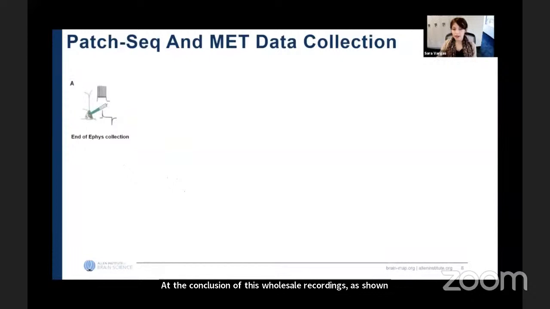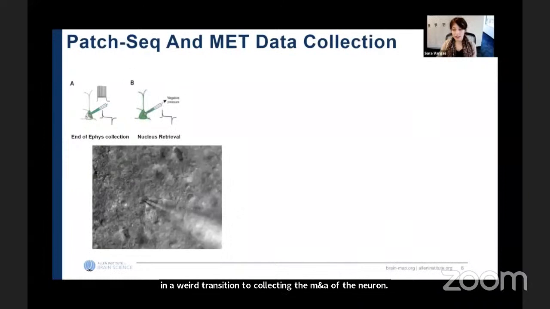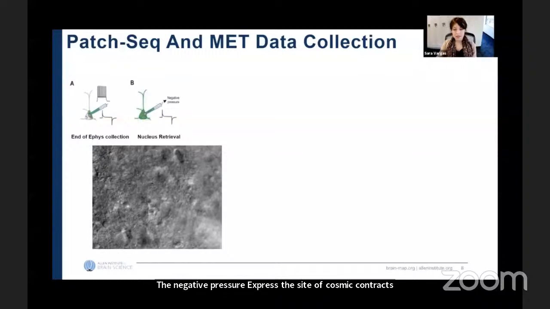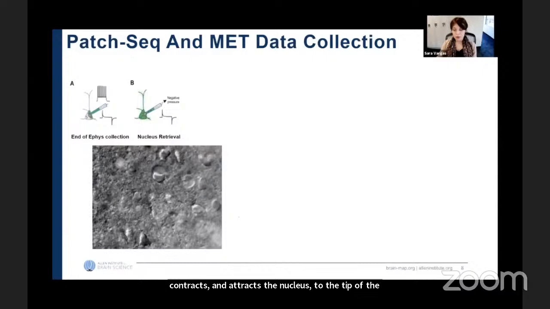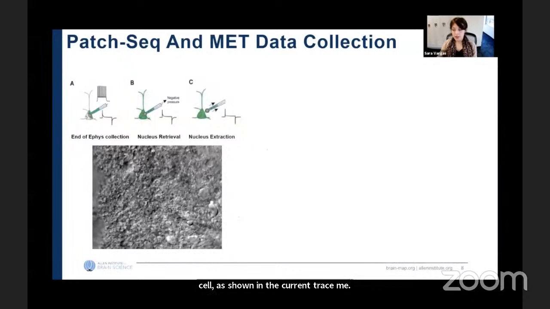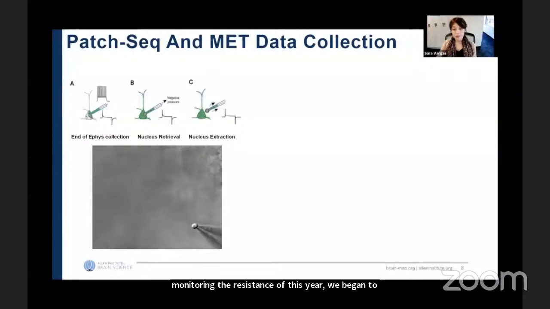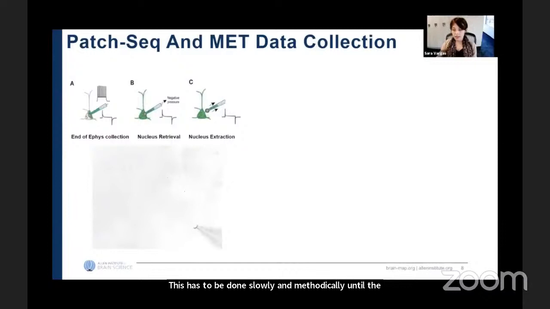This is achieved by using the smallest amount of negative pressure to extract the cell's cytoplasmic contents and ultimately the nucleus. The negative pressure extracts the cytoplasmic contents and attracts the nucleus to the tip of the pipette, while we monitor the seal resistance of the cell as shown in the current trace in B. While monitoring the resistance of the seal, we begin to retract the pipette and the nucleus. This has to be done slowly and methodically until the cell membrane ultimately breaks, forming a tight seal around the nucleus and fusing back together to seal the somatic membrane.